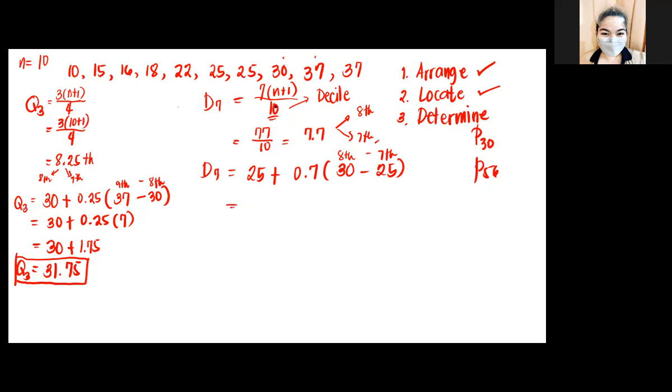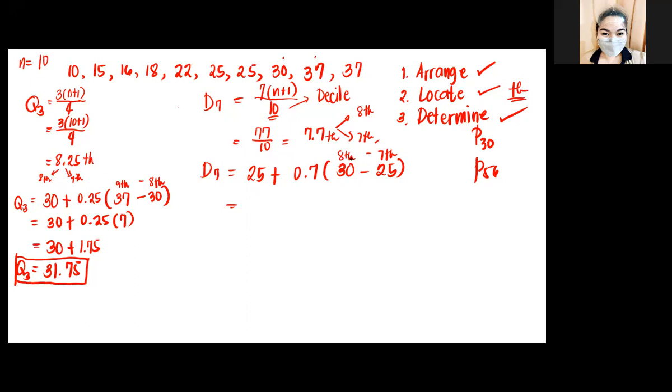So ito yung step natin. Yung nasa taas, may nakikita kayong TH. Yan yung location. At yung determine is yung part na tayo ay nag-add ng difference times the decimal. Okay? Plus yung term na smaller value na meron yung dalawang set of values that we have here.